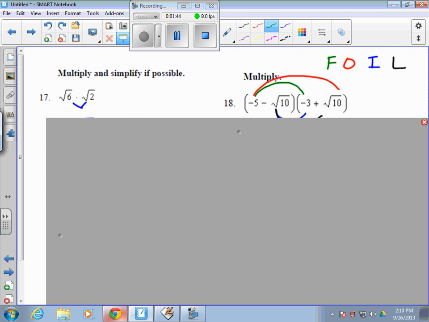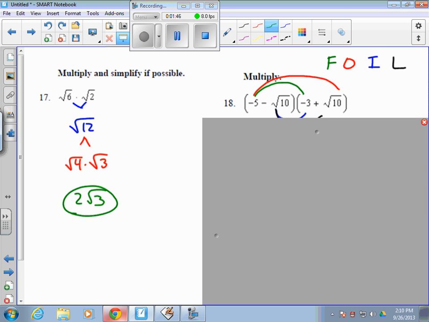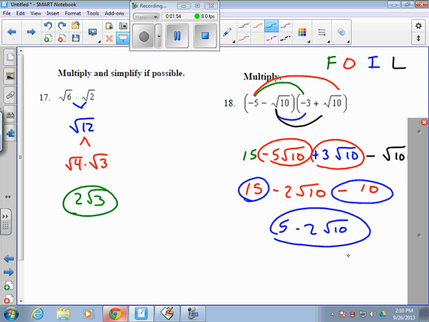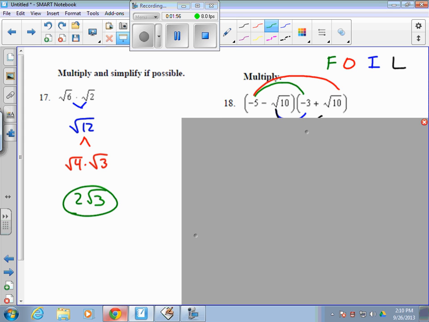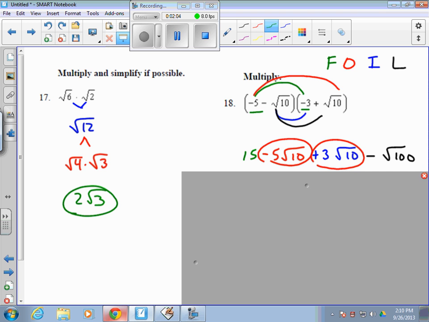17 says multiply and see if you can simplify it. 6 times 2 gives you the square root of 12. That separates into the perfect square 4 times 3, which gives you 2 times the square root of 3. Then you have to FOIL. In fact, let's take this one step at a time. F stands for the first two numbers. Negative 5 times negative 3 gives you a positive 15.